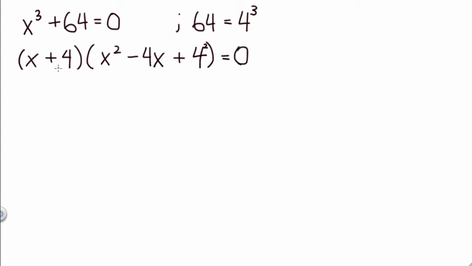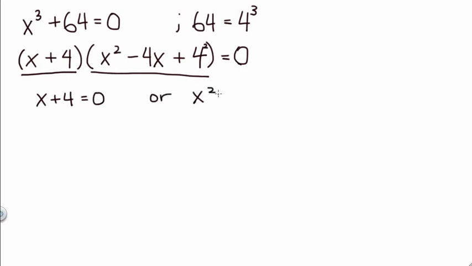And so once we have that, we can set this part equal to 0 and this part equal to 0, because we have a product of two expressions equal to 0. So either x + 4 = 0 or x^2 - 4x + 16 = 0. This one you know how to solve, and this one we know how to solve. And then at the end, you combine both the answers together.